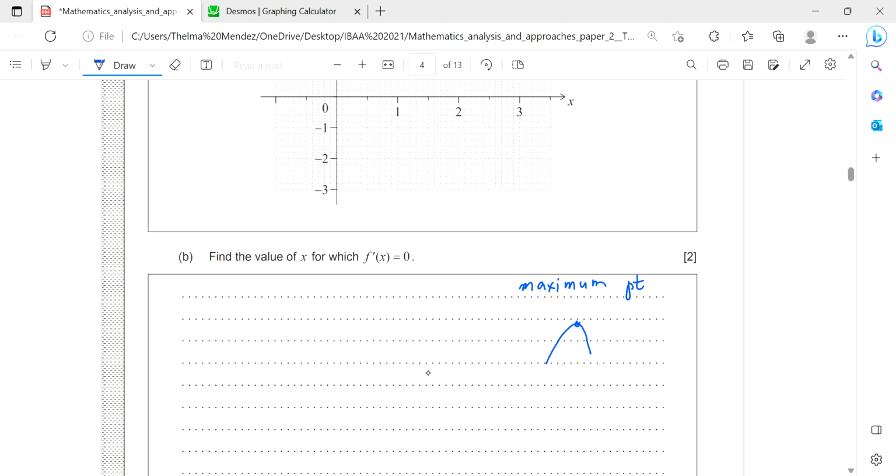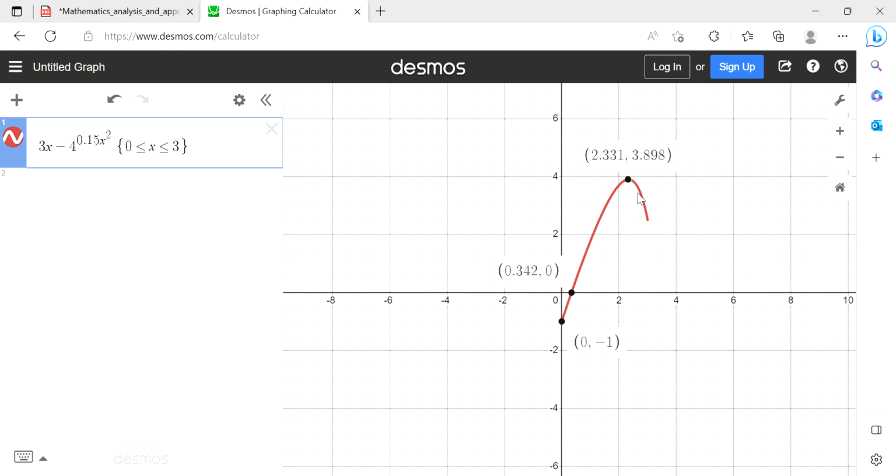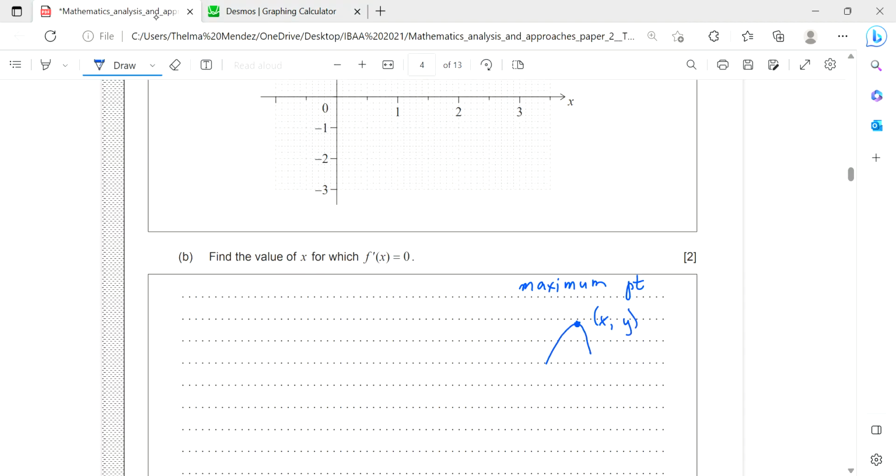So what value of x will you have that maximum point? So you can use that as part of your solution, and then you just copy it from your graph. So you can see that the maximum point is where x equals 2.331. So I just write here x equals 2.331 or x equals 2.33. And this must also be shown in the graph.